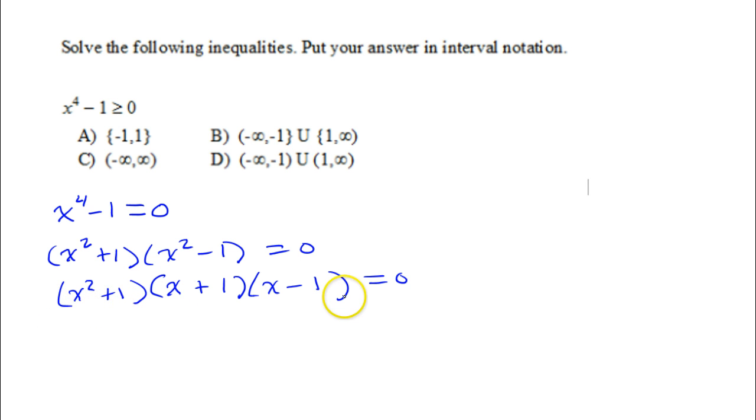So I have these three factors. If I set each of these equal to 0 and solve, it will give me the zeros of the function, which will in turn give me the border points that I need for the graph. So I set x squared plus 1 equal to 0, and x plus 1 equal to 0, and x minus 1 equal to 0.